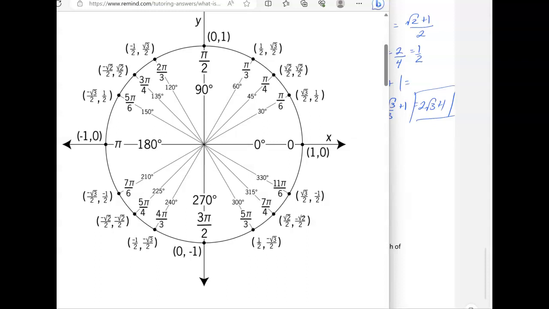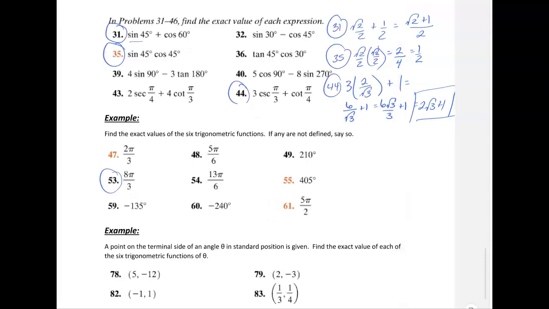So let's go up by pi over 3s. So 1 pi over 3, 2 pi over 3, 3 pi over 3, 4 pi over 3, 5 pi over 3, 6 pi over 3, it's a 2 pi, 7 pi over 3, and then 8 pi over 3. So 8 pi over 3 is the same thing as 2 pi over 3. So that's the ordered pair we're going to use to find all of the trig functions.